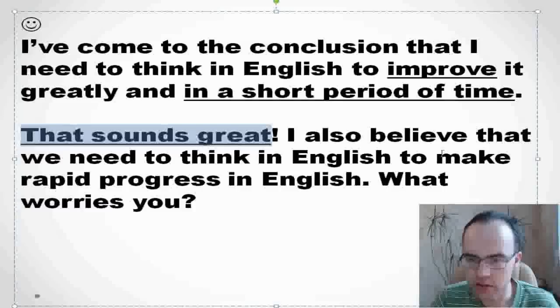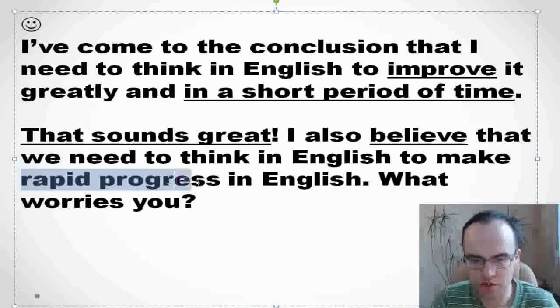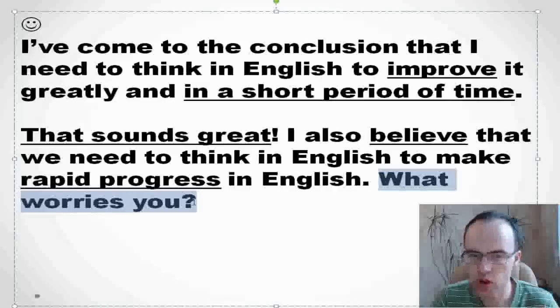I also believe, or I also think that we need to think in English to make rapid progress in English. Rapid means fast, to make rapid progress in English, but this phrase is very natural. Rapid progress in English. What worries you? Yeah, the structure is correct. So what worries you? So what's the problem?